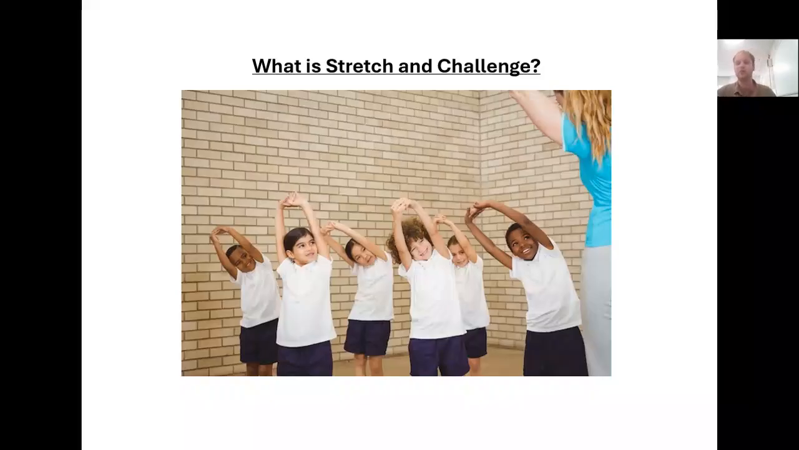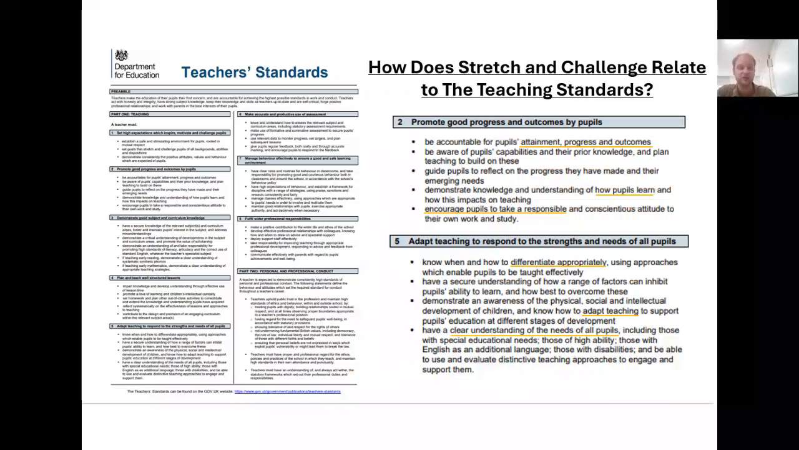So it's both. First we'll talk about the teaching standards. Numbers 2 and 5 are what I mostly looked at. First, to promote good progress and outcomes by pupils. I was particularly interested in the attainment, progress and outcomes, how pupils learn, and encouraging pupils to take responsibility for their own work and study. This is right at the heart of the research that I've been doing, so it seemed only natural. And then adapt teaching to respond to the strengths and needs of pupils, so how to differentiate appropriately.